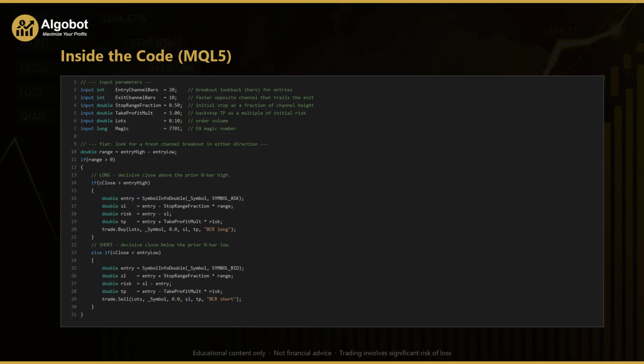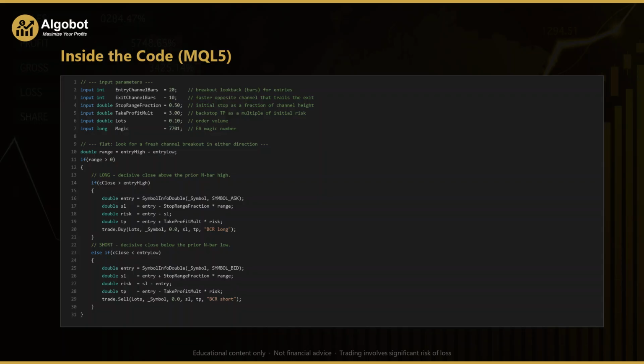StopRangeFraction, at 0.5, sets the initial stop as a fraction of the channel height, so raising it gives the trade more room, while lowering it tightens the protective stop. TakeProfitMult, at 3, places the backstop target at 3 times that initial risk. Lots sets the order volume, and Magic is the identifying number the expert advisor stamps on its own trades.